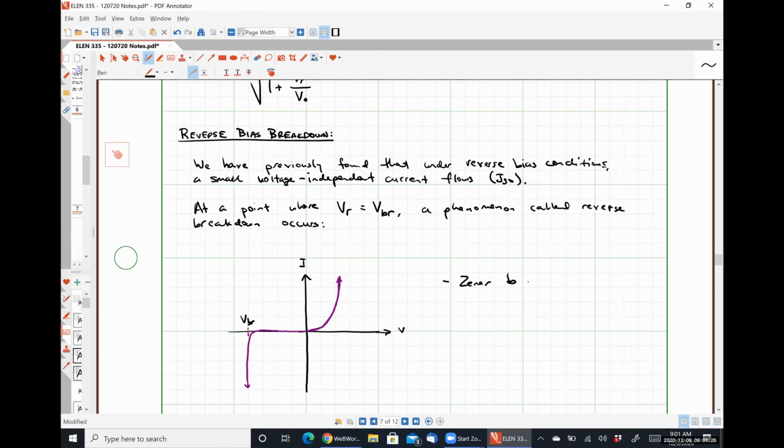Zener breakdown, which is effectively intentional reverse bias breakdown, and then avalanche breakdown, which is not intentional. So Zener breakdown is used in Zener diodes, and we'll talk about those later in this class.